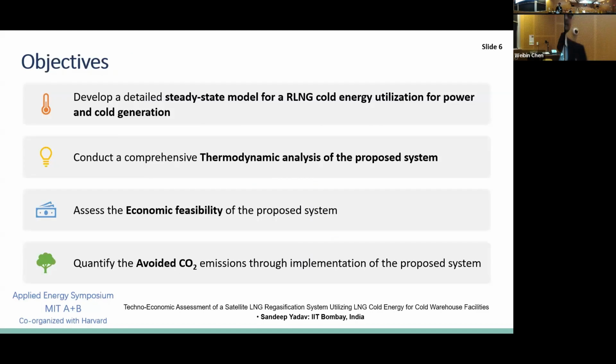So in that regard, we have defined a few objectives. The first is to develop a steady state model for RLNG cold energy utilization for power as well as cold applications simultaneously. The second is to conduct a comprehensive thermodynamic analysis of the proposed system, to assess its feasibility, and to quantify the avoided CO2 emissions, as we are discussing the amount of electricity used for the conversion systems.